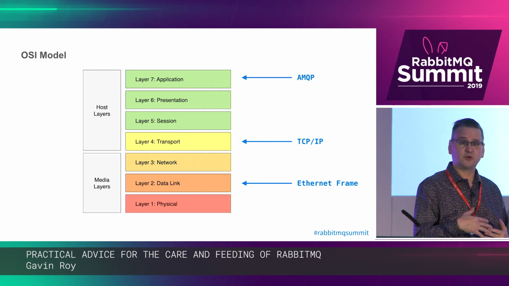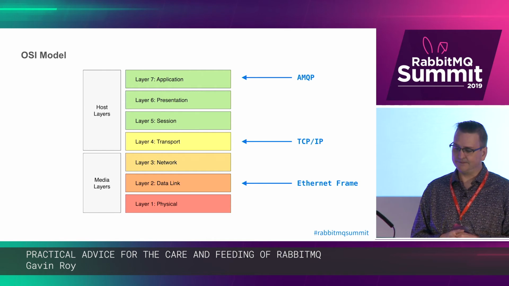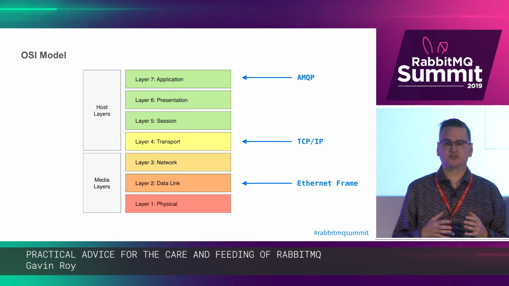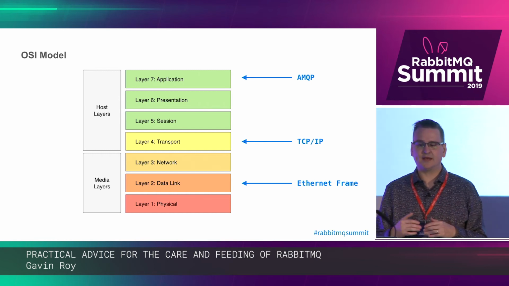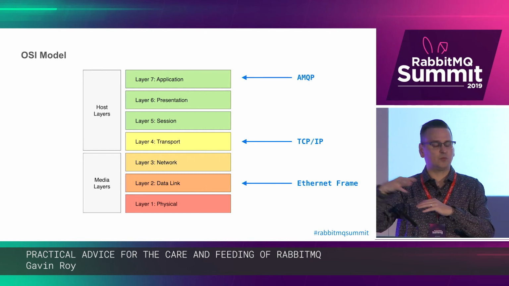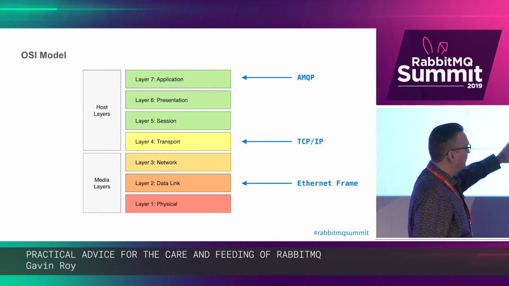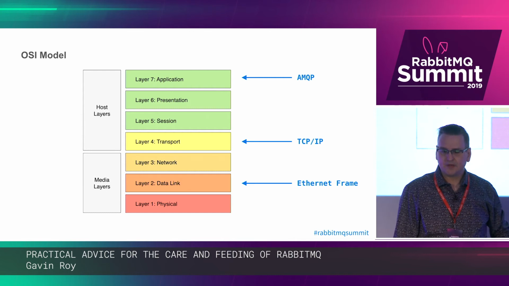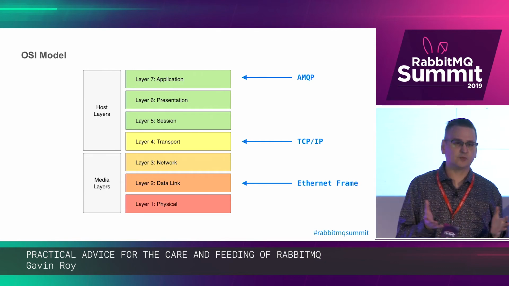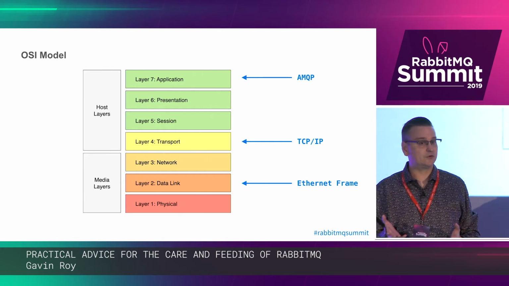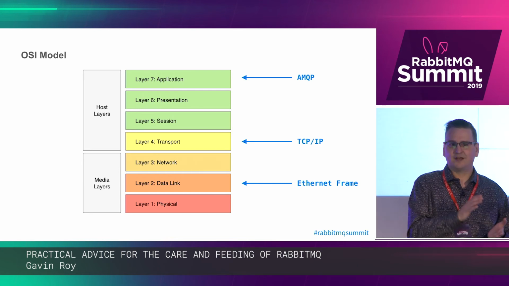How many people in this room are familiar with the OSI model? A good percentage of you. That's great. The OSI model is just a way that we can describe our networking stack and talk about the various layers of things that impact how data gets moved from one place to another. And with regard to most things that we do, in this case, we care about the Ethernet frame layer, the transport layer at layer 4, which is TCP/IP, and our application layer, which of course is AMQP. Or that could be HTTP for the Rabbit management interface, or API, or STOMP, or MQTT.